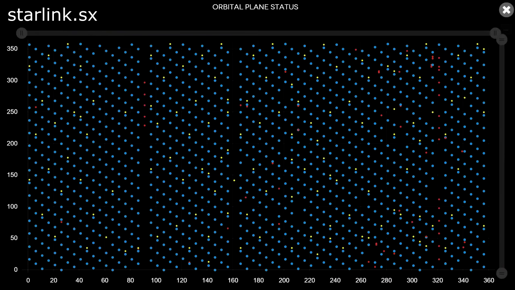And so this diagram from Starlink.sx gives you a better idea of the situation with regard to the planes. What we've got now is we've changed the coordinates. Along the bottom, you have the angle relative to a start point where the orbit plane crosses the equator. And the vertical axis is how far along that orbit the satellite is at a specific time. And so you see these nice vertical lines with about 20 satellites in each of these planes. And then there's a few which are missing right now.